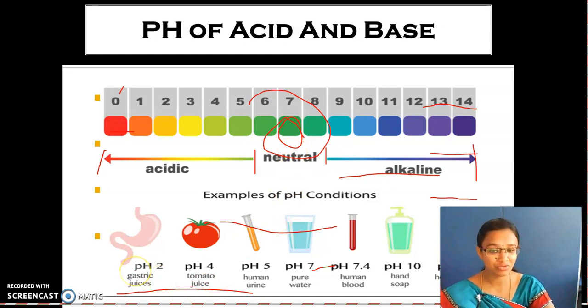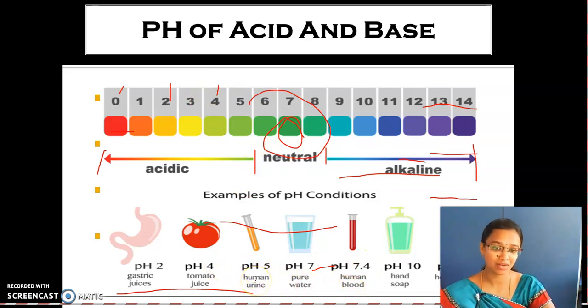The gastric juice that is secreted has a pH value of 2, so it is acidic. The tomato juice has a pH level of 4. Is it acidic or basic? Alkaline means basic, and I will explain alkaline later. Since the pH value of tomato is 4, tomato is an acid.